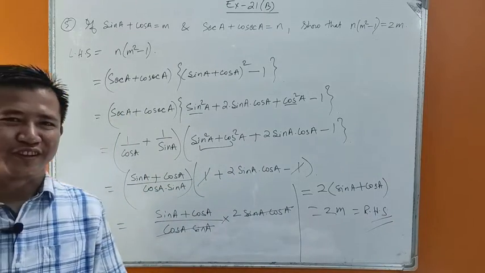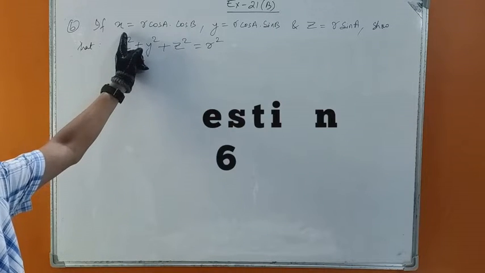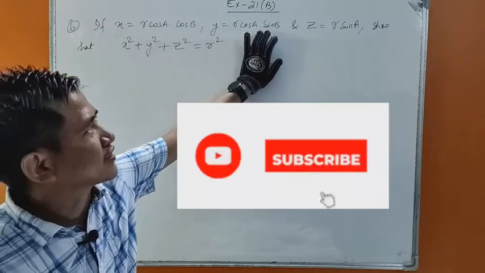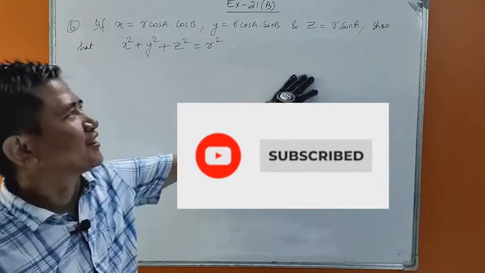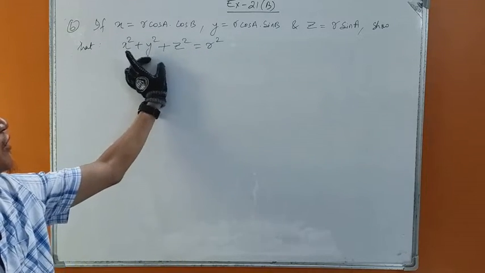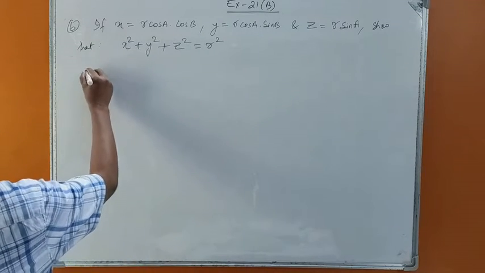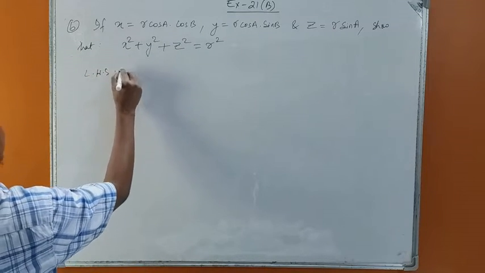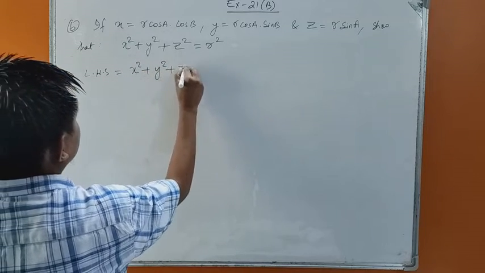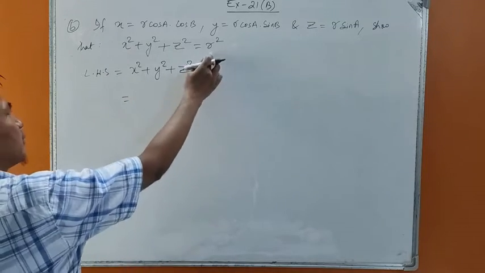Now let us move on to the next question, question number 6. Okay, now let us prove question number 6. We have three conditions here. X equals r cos A cos B and y equals r cos A sin B and z equals r sin A, isn't it? And we are asked to use these conditions and prove this equation: x square plus y square plus z square equals r square. So let's begin. LHS equals x square plus y square plus z square, isn't it? This is LHS. We are going to use this and prove r square, okay.